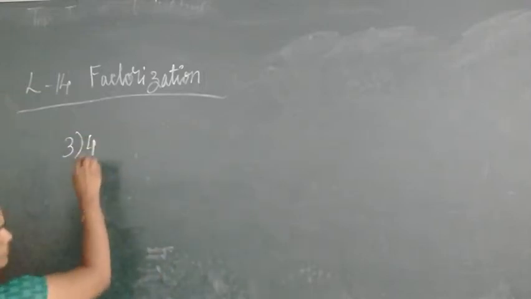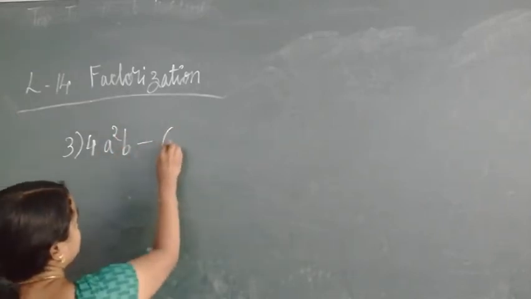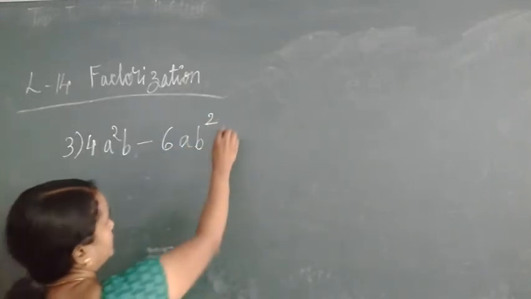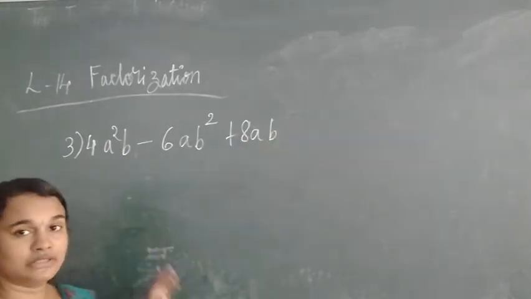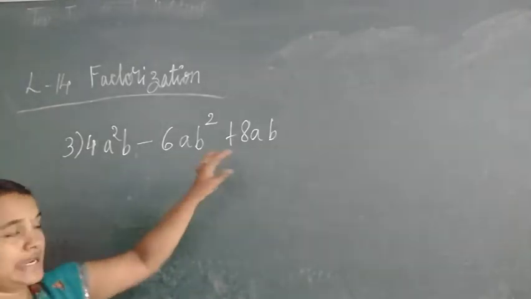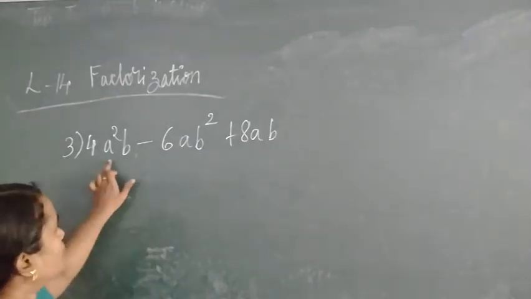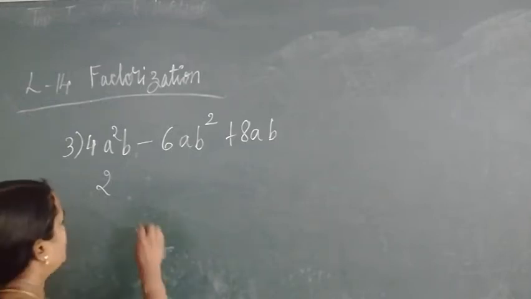The third question is given: 4a square b minus 6ab square plus 8ab. Now 3 terms are given. That means 4, 6, 8 will go in the table of 2, so we will take 2 as common. In all the terms ab is also there, so 2ab we will take as common.